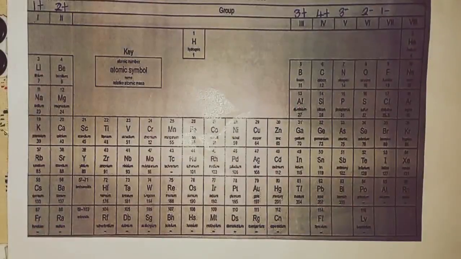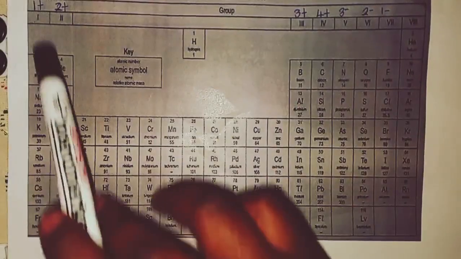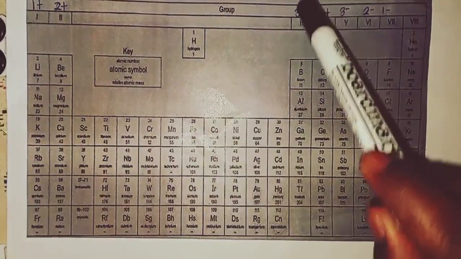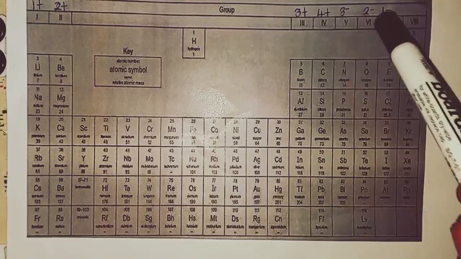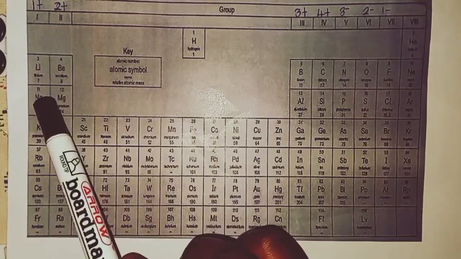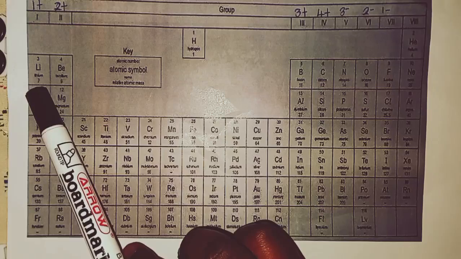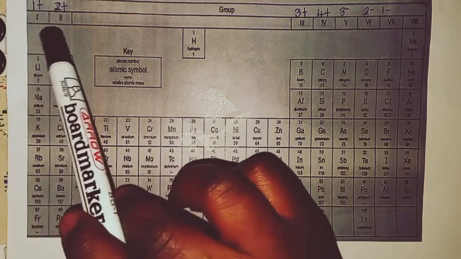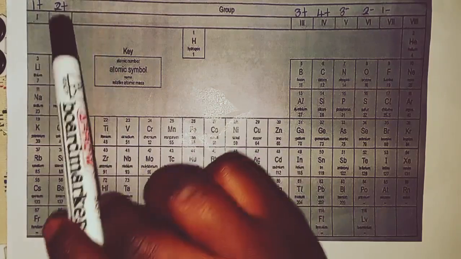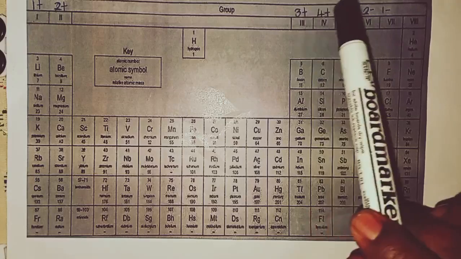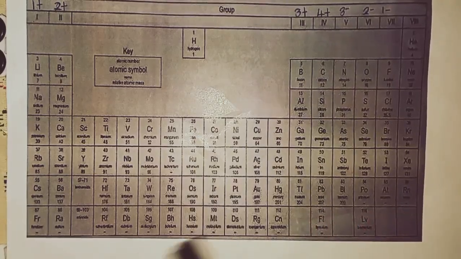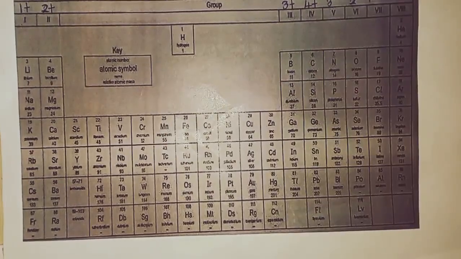Okay, so we have got our periodic table here. We've got group 1 in the first column, group 2 in the second column, elements in group 3, group 4, group 5, group 6, group 7, group 8. These elements form their respective charges. As you can see, group 1 forms a charge of 1 plus. Group 2, 2 plus. Group 3, 3 plus. Group 4, 4 plus. Group 5, 3 minus. Group 6, 2 minus, and group 7, 1 minus. Okay, so this is how it goes.